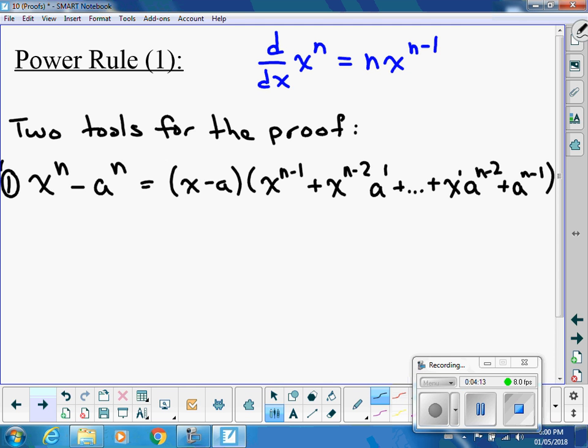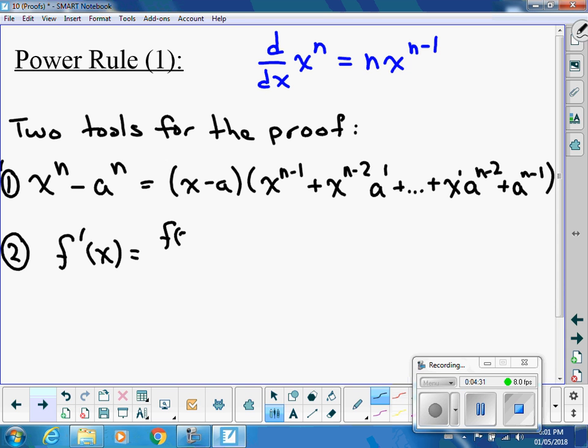The second one is another way I can write the expression for a derivative. So this is another way you can do it. We haven't really seen it before, but I think you get the idea of how this would work.